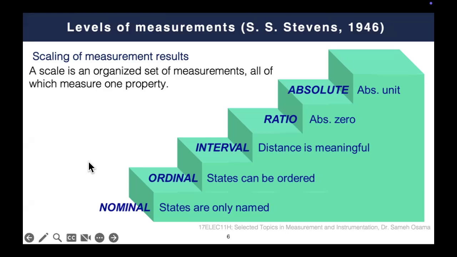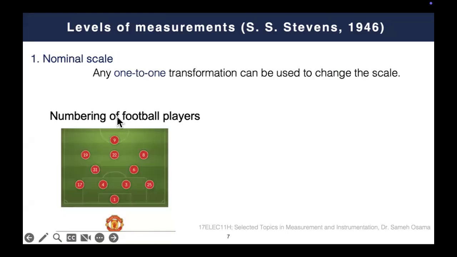Let's start with the basic foundational way, which is the nominal scale. In order to understand the nominal scale, I need you to have a very basic background about any type of sport, let's say, for example, football, because it's the most popular sport all over the world. Definitely, all of you know that, or not definitely, but let me assume that all of you know that a football team consists of 11 players. Each player has a number on the backside of his t-shirt.